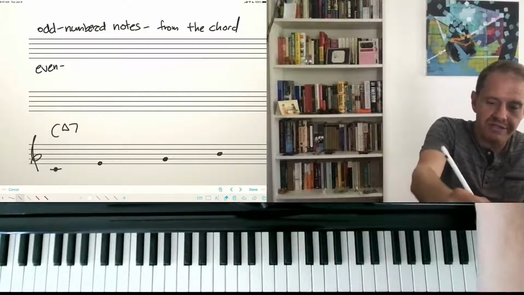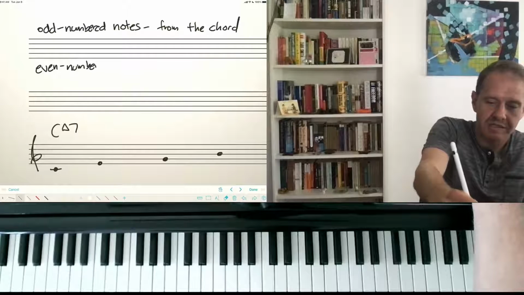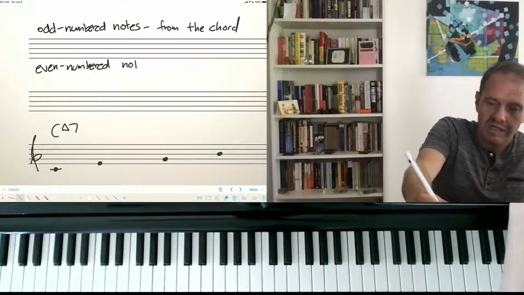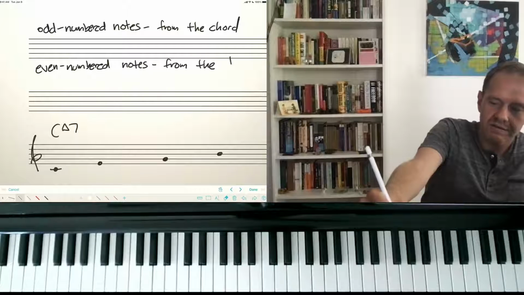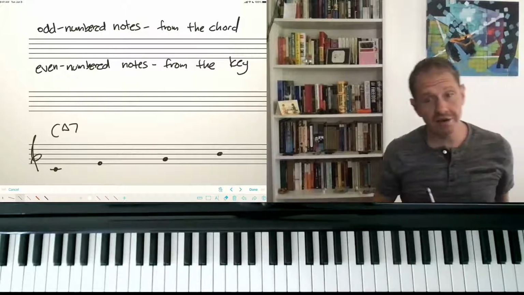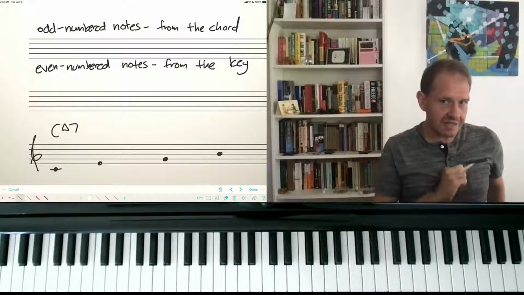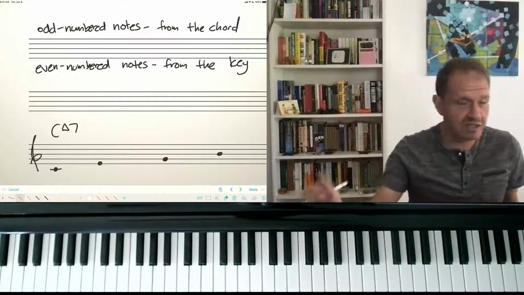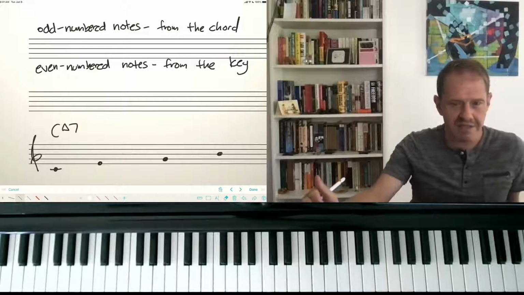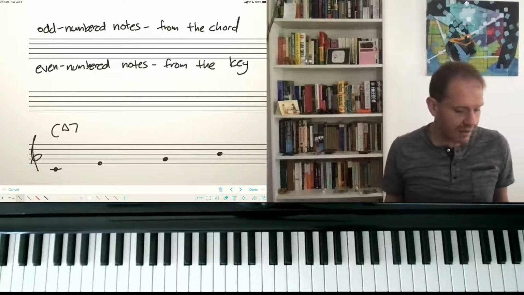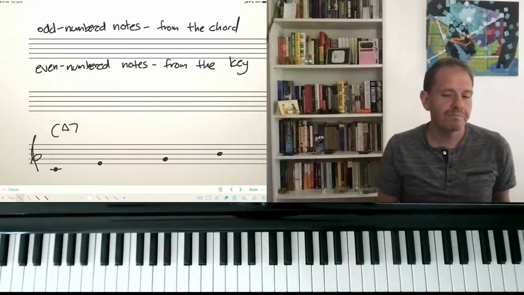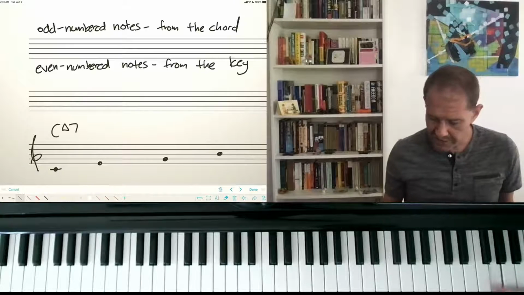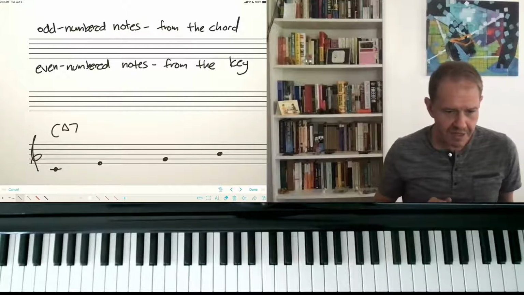Okay. Now, here's where it gets interesting. The even numbered notes are going to be from the key. And by the key, I don't mean the overall key center, right? Just because the piece is written in G major doesn't mean that that's going to be the key for the entire piece. It means the key of the moment. So let's just take a couple of scenarios for this C major 7.